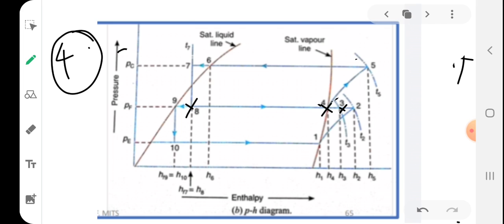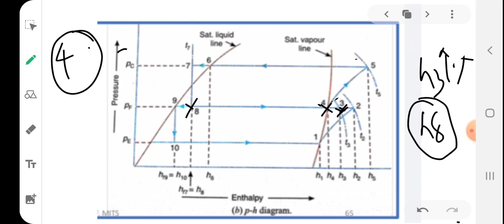So what is actually taking place here? The refrigerant at state 3 will have an enthalpy of H3, and H3 will be a higher value. State 8 is coming from the condenser, so its temperature is low, and it is a low pressure, low temperature refrigerant. At position 3, it is a high pressure, high temperature vapor.